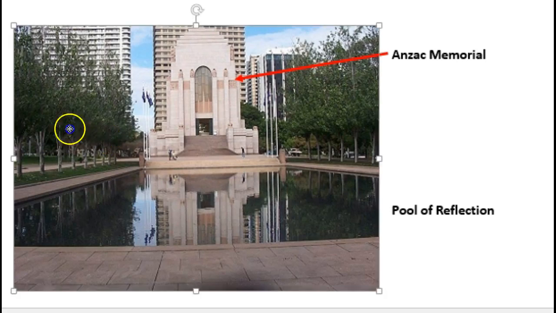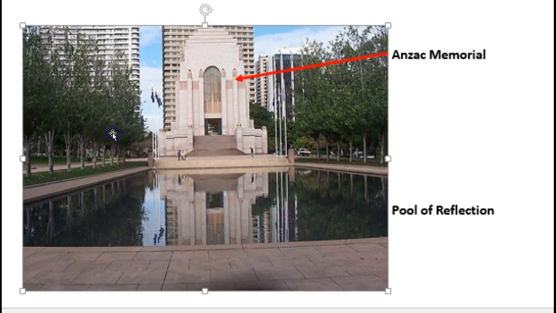Now, the pool is surrounded by 2 rows of trees. You can see a row here. And these trees are called tulip trees. And again, they're a species, a type of tree that grows in France. Now, this memorial here is designed as a ziggurat. So its design is of an ancient temple.